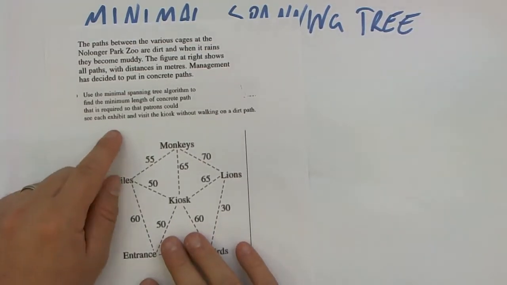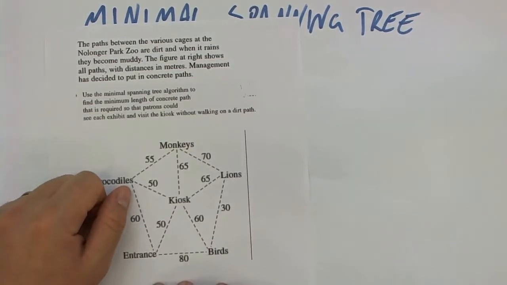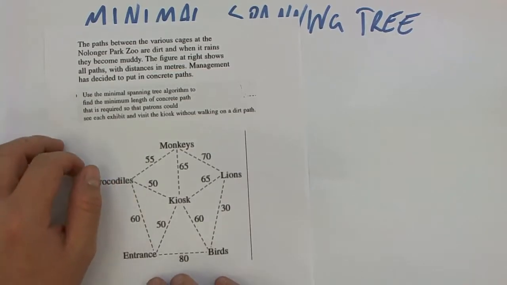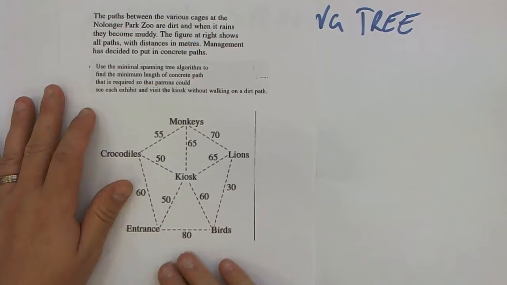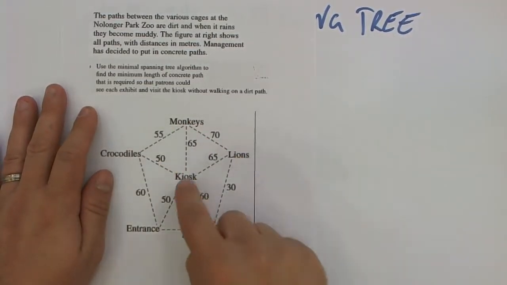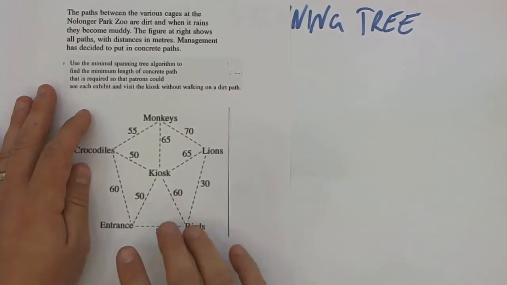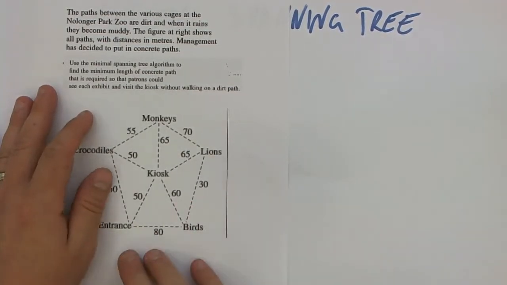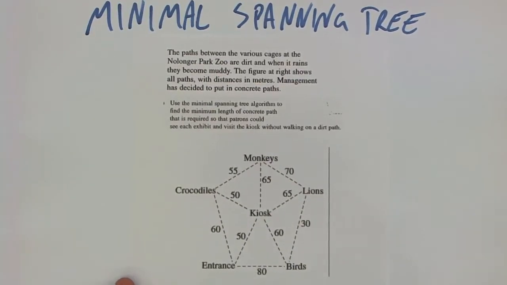Use the minimal spanning tree algorithm to find the minimum length of concrete path that is required so that patrons could see each exhibit and visit the kiosk without walking on a dirt path. Okay? So we're going to use a minimal spanning tree to make sure we hit each of these cages, and people don't have to walk on the dirt. So let's have a look.